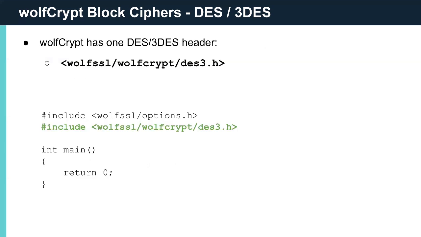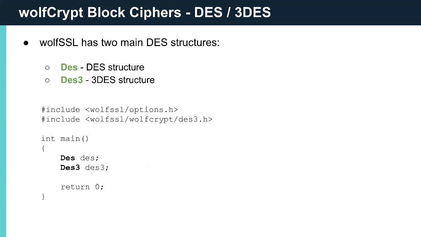If you're going to use it, we have the DES3.h header and 2 structures, one for DES and one for triple DES, which is the structure name is DES3.